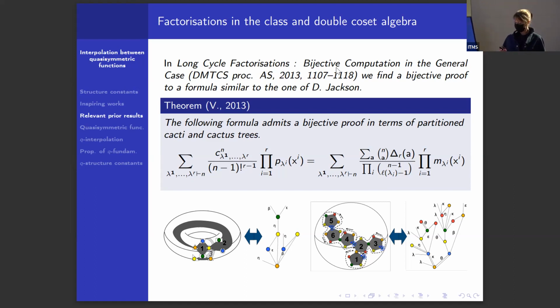Here you can see an example of an object involved in the bijection. Here you can see a cactus on the torus, a cactus on the sphere, and decorated trees from the other side. This work is a continuation of the work we started together with Gilles Schaeffer, and also these results have some roots in the work of Ian Goulden and Alexandru Nica.